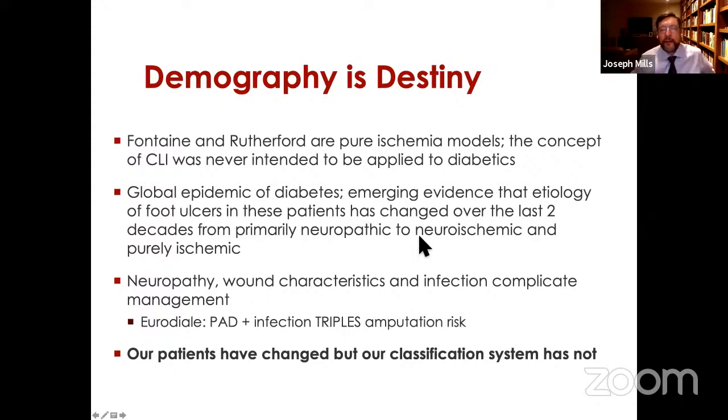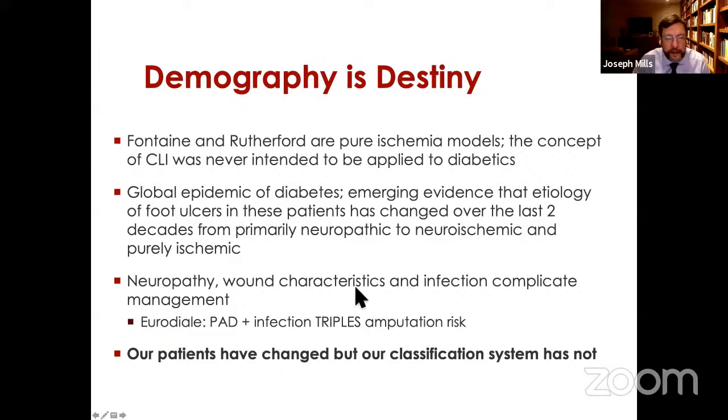Well, over the last decade, when you start studying these patients, it seems like the disease has shifted. So about 2/3 of diabetics have neuroischemia. So they have neuropathy, and the loss of protective sensation is often what leads to the foot ulcer. But then, depending on how big the ulcer is, where it is on the foot, whether it gets infected or not, if there's some component of ischemia, it might contribute to limb loss.